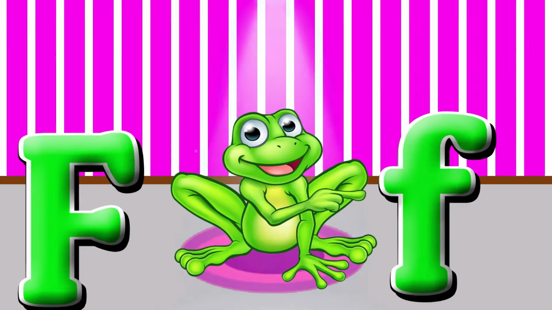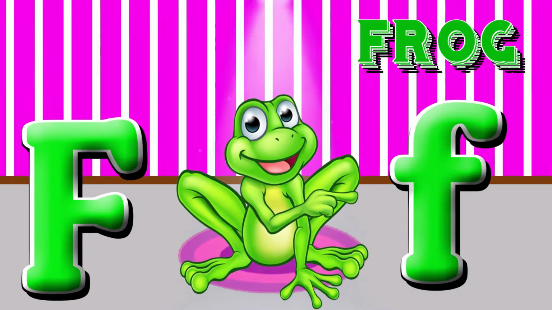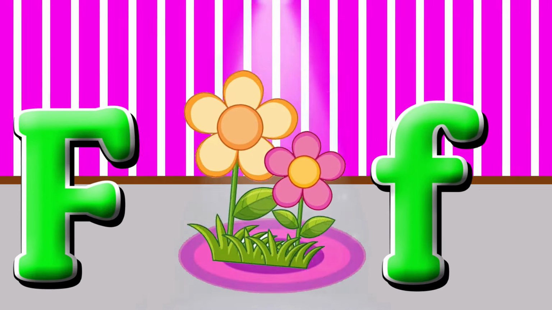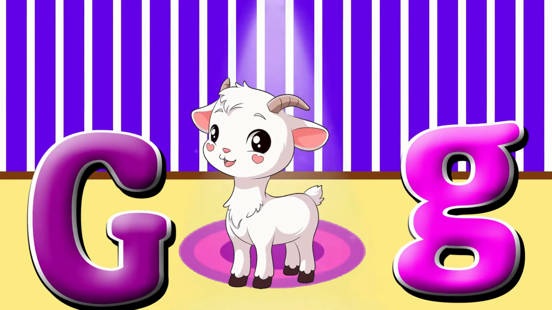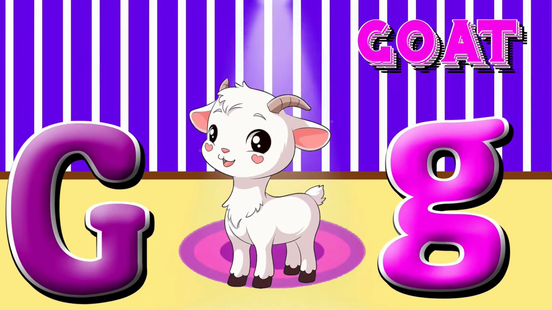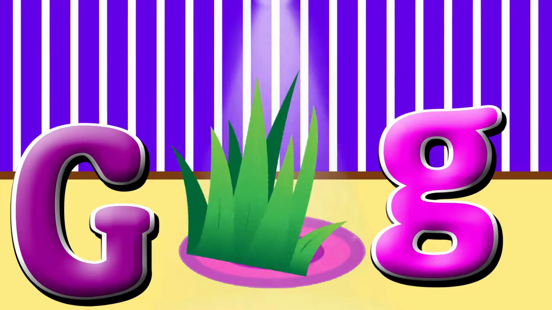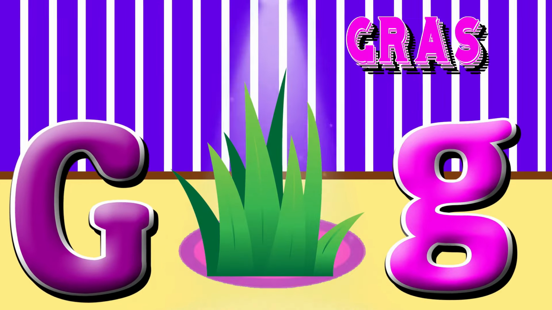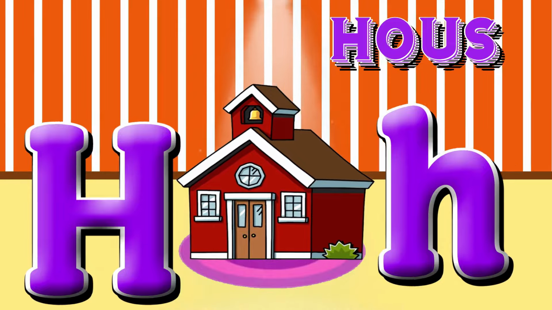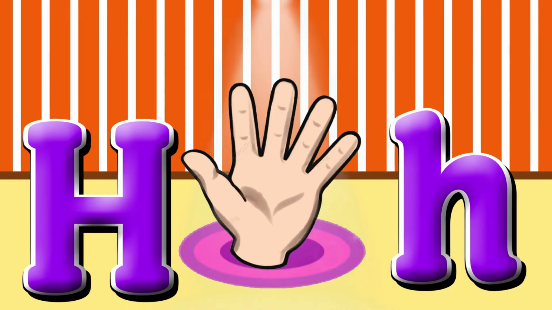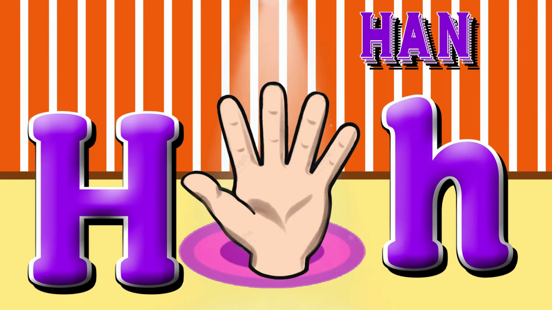F is for frog, f-f-frog. F is for flower, f-f-flower. G is for goat, g-g-goat. G is for grass, g-g-grass. H is for house, h-h-house. H is for hand, h-h-hand.